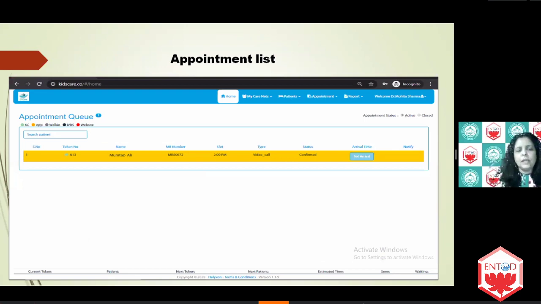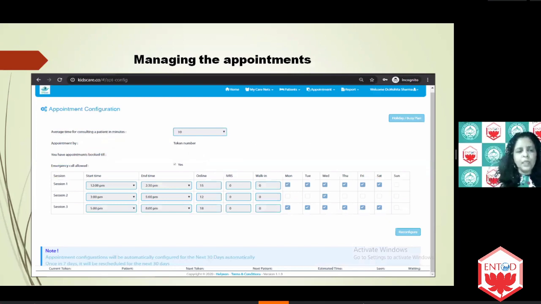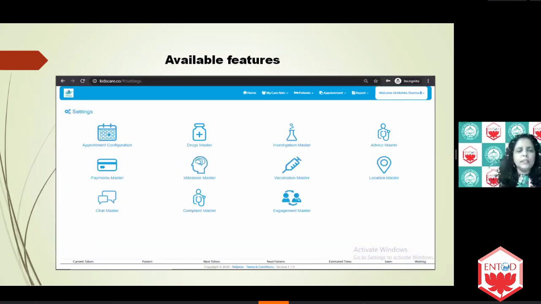Now, this is on the laptop of the doctor, where the appointment scheduling is visible, and this is how the doctor can schedule their appointments as per their availability. Then this also has, apart from appointment configuration, a drug master, an investigation master, and a payment master.